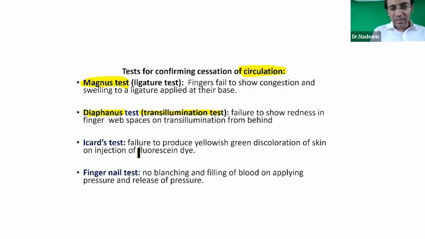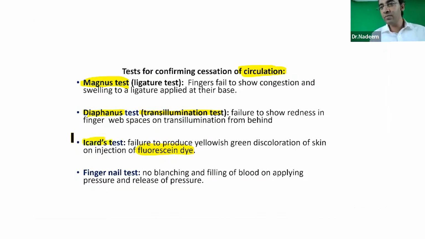You have learned that whenever you inject fluorescein dye, you can see yellowish green discoloration. But if circulation is not there, you cannot see greenish discoloration of skin. This is called the Icard test.